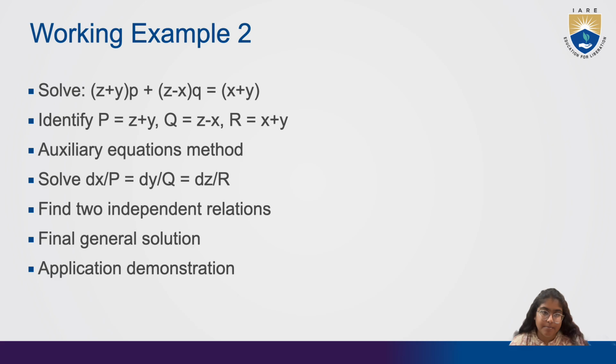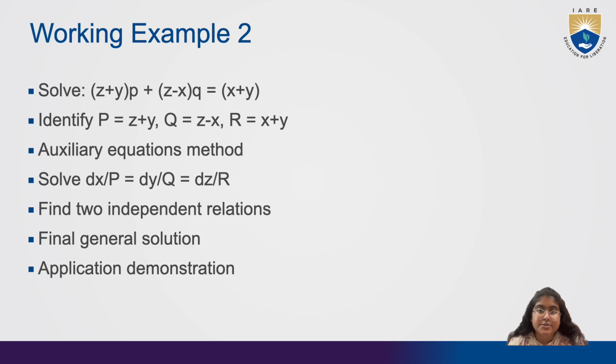Let's solve another example. (z plus y) p plus (z minus x) q is equal to x plus y. Here, as you can see, capital P is equal to z plus y, capital Q is equal to z minus x, and capital R is equal to x plus y. Again, we write the auxiliary equations: dx by capital P is equal to dy by capital Q is equal to dz by capital R.